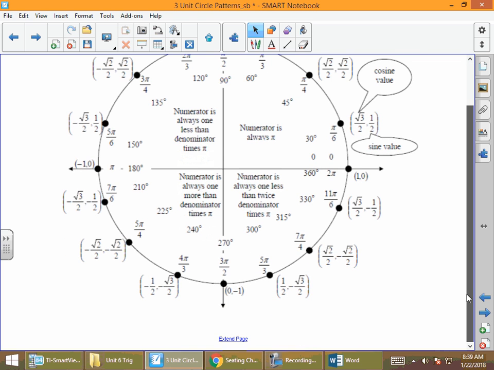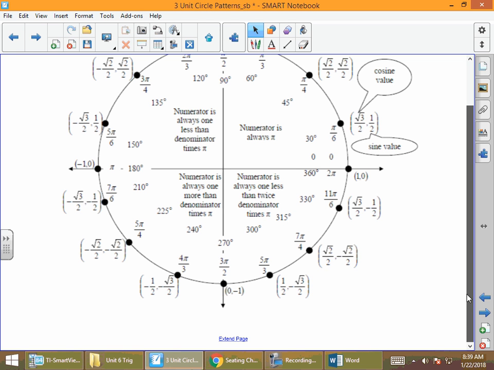In the third quadrant, the numerator is always 1 more than the denominator, times pi. So 7 pi over 6, 7 is 1 more than 6. 5 pi over 4, 5 is 1 more than 4. 4 pi over 3, 4 is 1 more than 3. I hope I said that right on the 5 pi over 4. 5 is 1 more than 4.